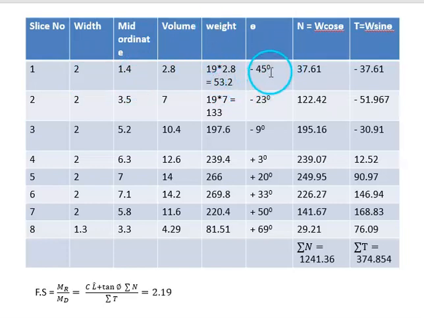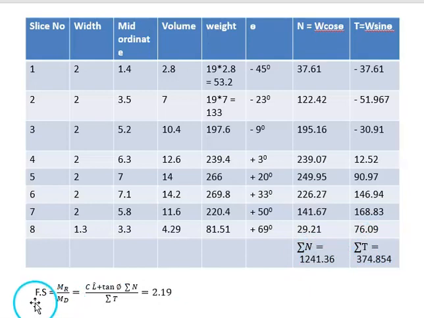Then because here the value is plotting on the left side of vertical, we have taken as negative. Then normal component equal to W cos theta and tangential component equal to W sin theta. Since the theta value is negative, tangential component is negative. Then if the value is plotting on the right side, we will be getting the theta value as positive, where both normal and tangential components are positive. So after calculating the normal and tangential components for all the slices, we have to find the sum of normal components and sum of tangential components.